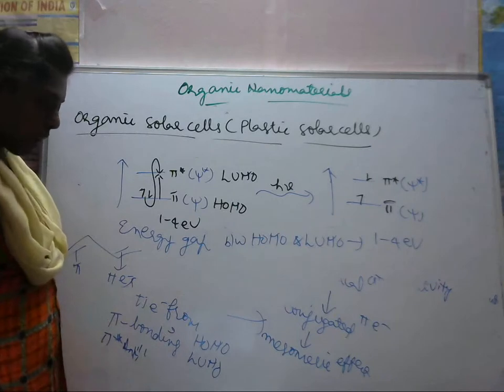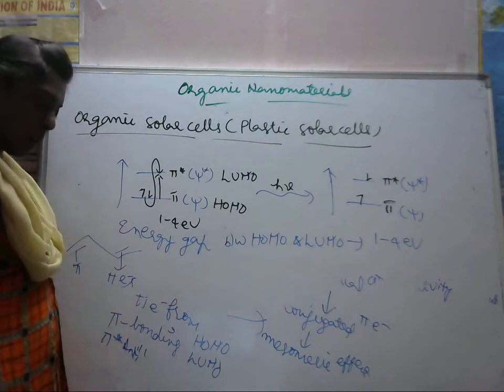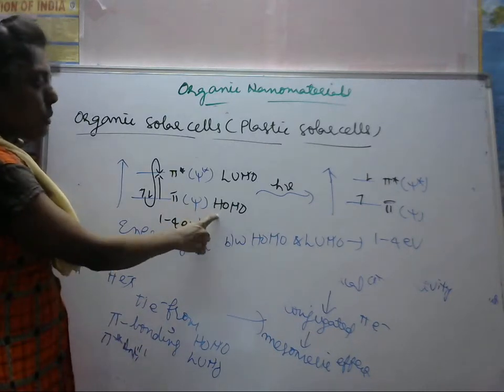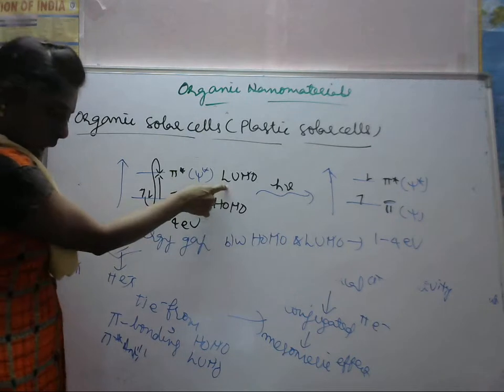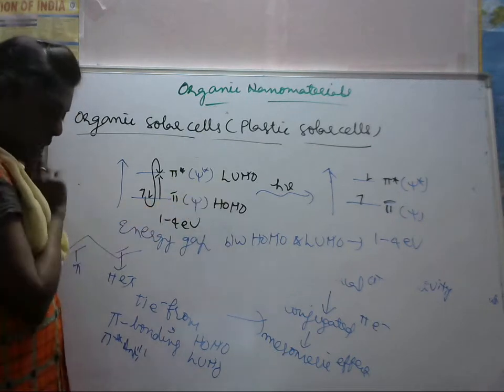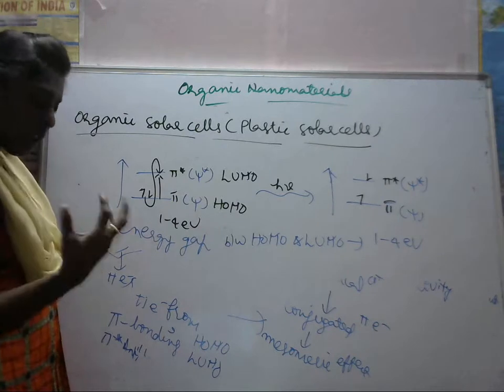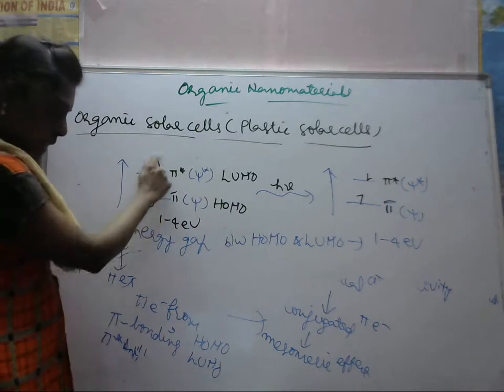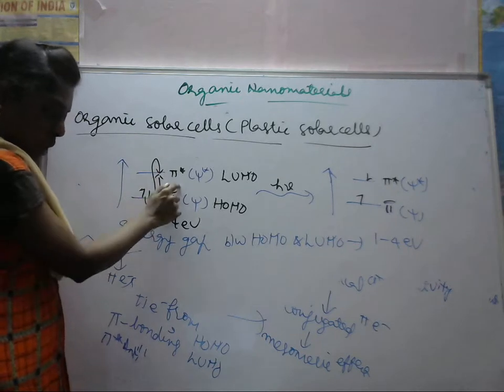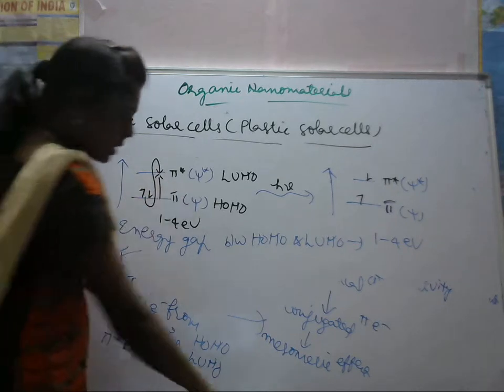That's why organic photocells are made up of an electron donor and an electron acceptor. The HOMO is the electron donor and the LUMO is the electron acceptor. When the conjugated material is exposed to light, what happens? The pi electrons in the HOMO orbitals transfer to the LUMO orbitals.